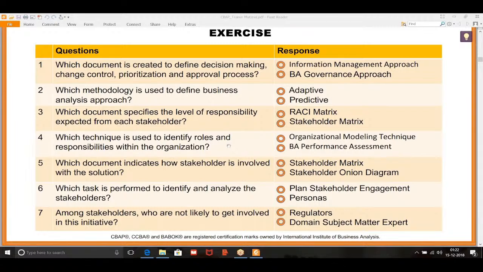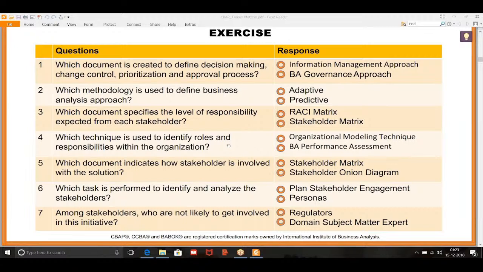So don't you think it is providing you the involvement? I mean, this question is not that straightforward, I can understand. Well, what I looked at was the wording. It says which document, and I think the stakeholder onion is more of a diagram. I don't know that it's something formal that you would put in with your artifacts. I think a matrix is more of something formal that you would save.